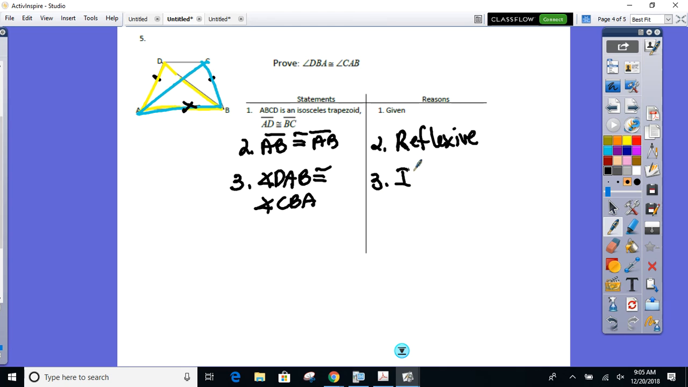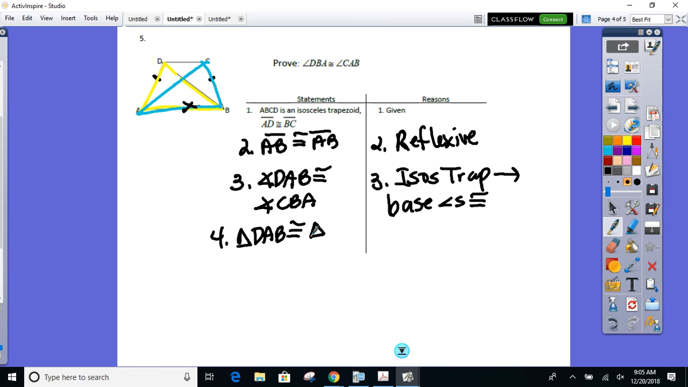My reason here, isosceles trapezoid implies, what property did Al just apply? Base angles congruent. Then you have your triangles congruent. Triangle DAB congruent to triangle DBA, CAB. And what method here would be this one? Side, angle, side. And then we finish it off with our old school CPCTC.